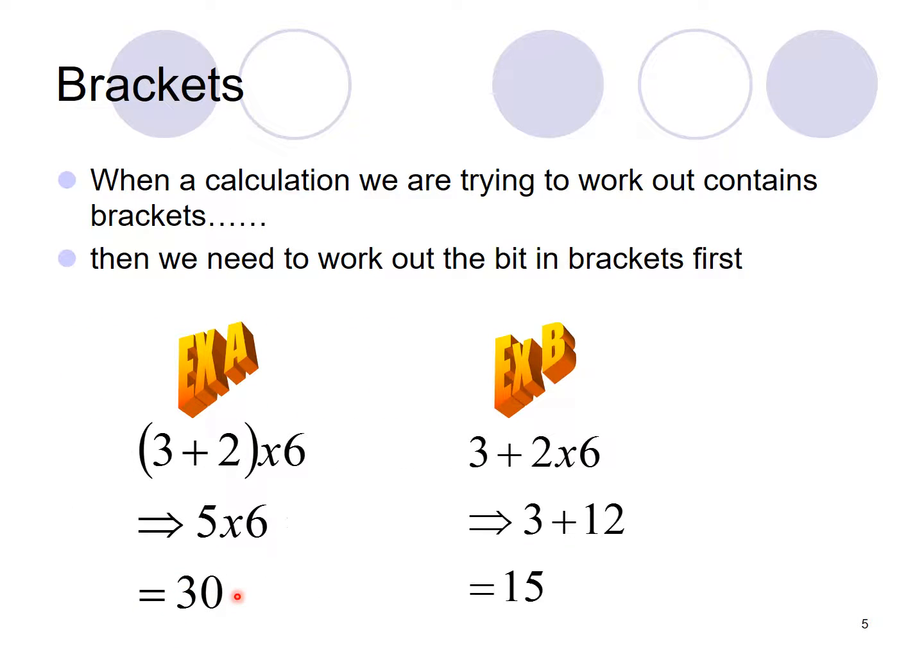The same calculation over here, but without the brackets. And in this case, we'll do the multiplication first. So 2 multiplied by 6 gives us 12. 3 plus 12 is 15. And you can see we've ended up with a completely different answer because we had no brackets in this calculation here. So brackets are really, really important and you cannot ignore them.